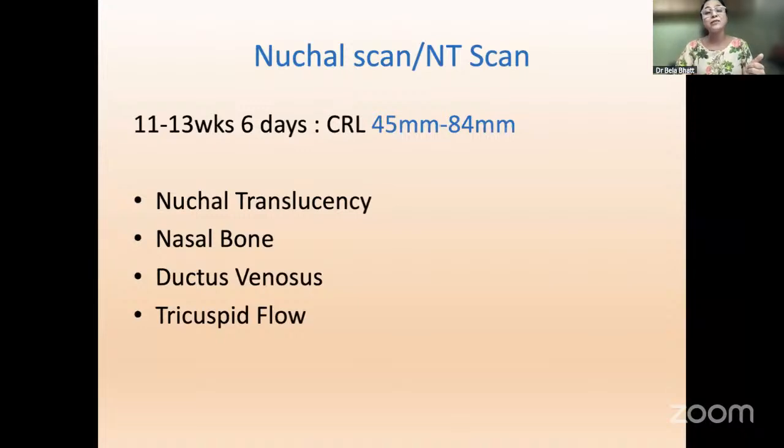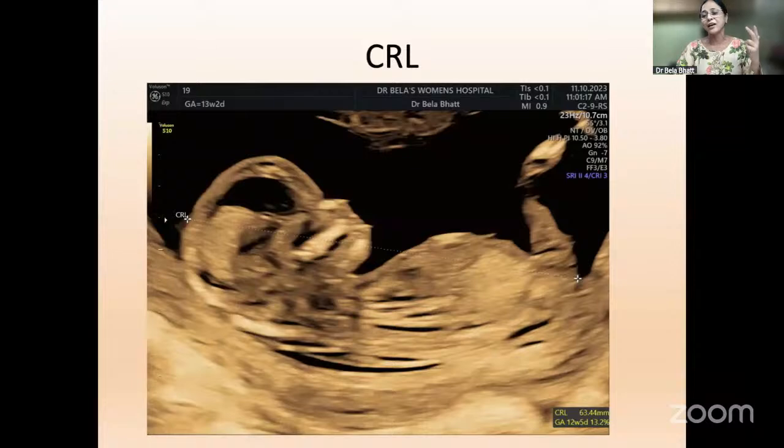And the soft markers that we look at are the nuchal translucency, nasal bone, ductus venosus, and tricuspid flow. Now, before jumping on to these markers, we must understand that a basic good CRL makes the basis for risk calculation for aneuploidy, because the nuchal translucency is a function of CRL, right?